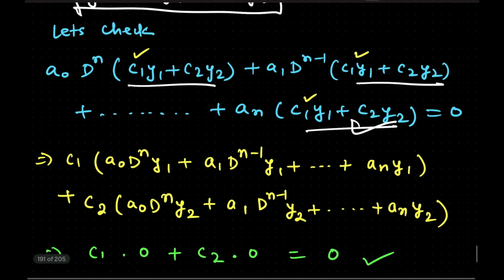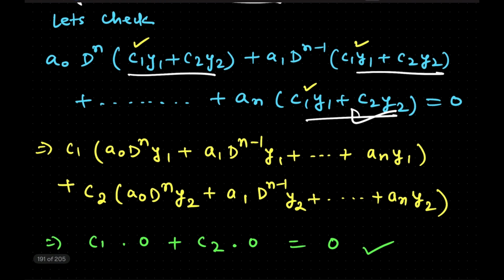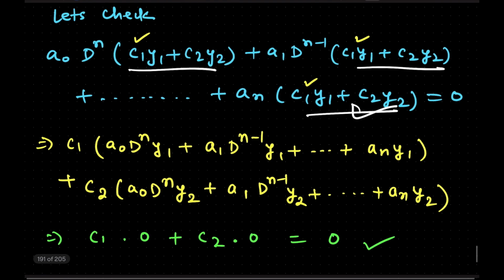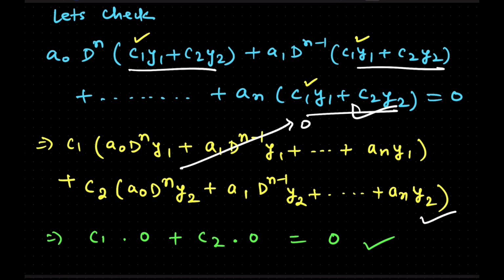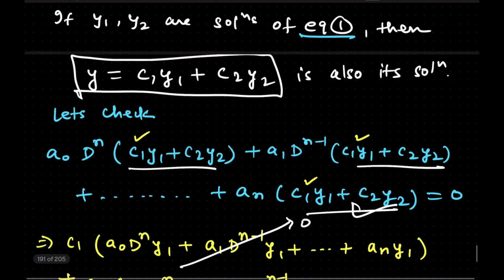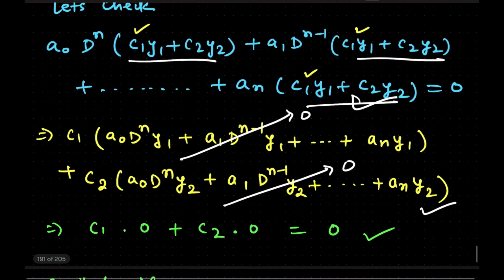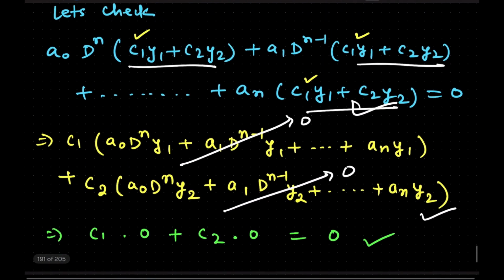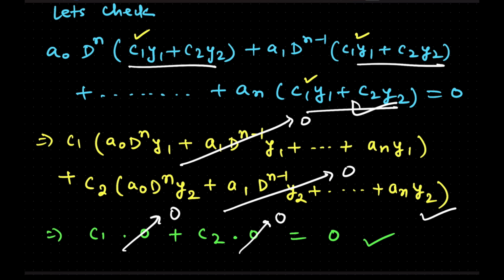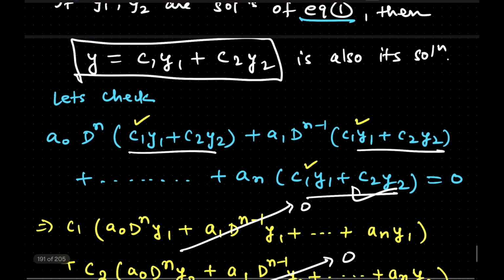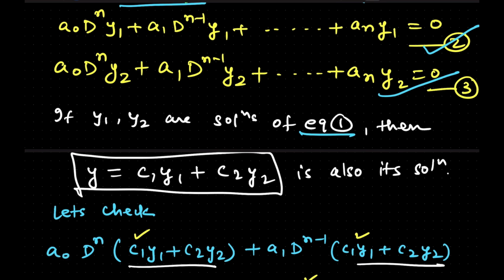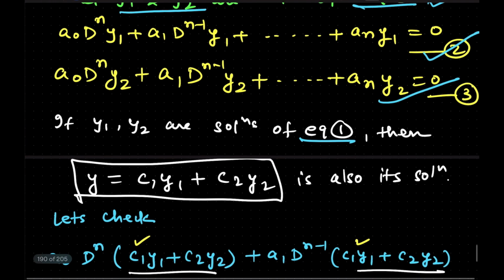Now let's rearrange this equation. After rearranging, you will find this term will become 0 using equation 2, and this second term will also become 0 using equation 3. So overall this will become 0, and it satisfies our parent equation. So we can say that if y1 and y2 are the solutions of the parent equation 1, then c1 y1 plus c2 y2 is also a solution.